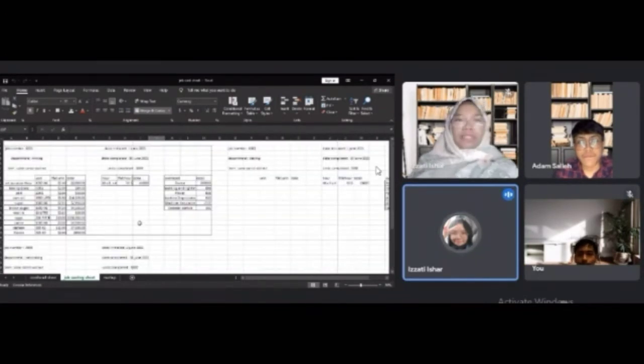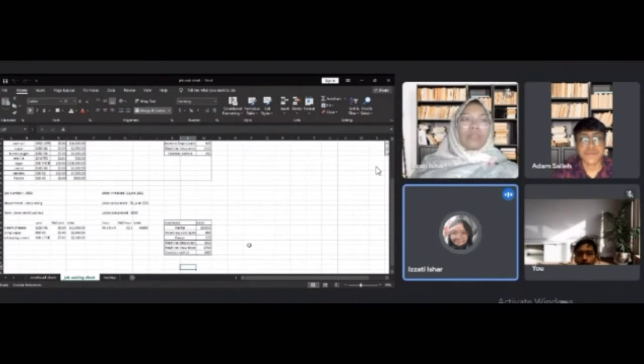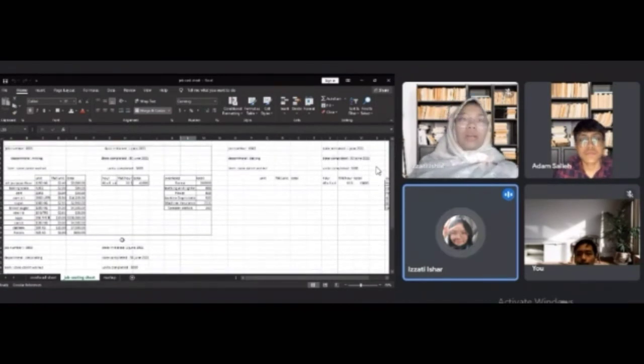So my name is Izati, and today I'm going to explain to you about my job costing sheet. We divided our job costing sheet into three departments. First, we have mixing, and we have decorating, and we also have baking. I will be explaining the mixing department first. We are making carrot walnut.